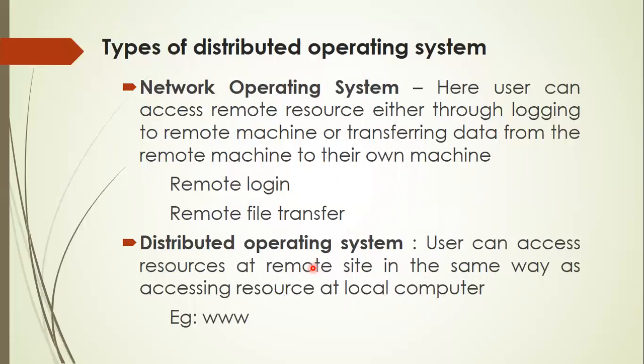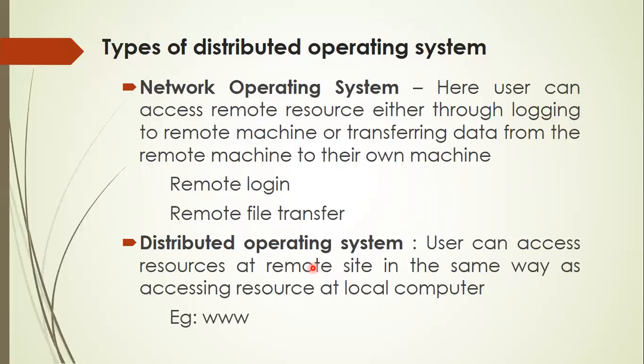In the case of a network operating system, any user can access the resources available at some other, remote computer in two different ways. One is you log on to that particular site, or you transfer the data from the available site to your machine. Suppose the information is available in some site X, which is situated in Mumbai. You have to log into their site address, then access that information or pass a request to that site, then download the information available in that computer to your local computer, either by logging into the remote machine or transferring the data from the remote machine to your own machine.